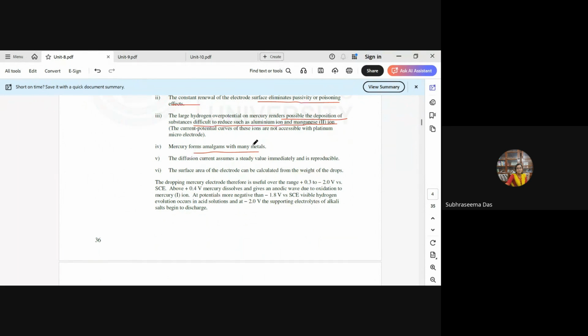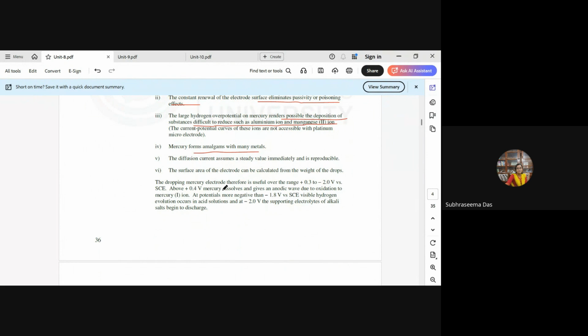The diffusion current assumes a steady value immediately and is reproducible in nature. The surface area of the electrode can be calculated from the weight of the drops. So these are some of the advantages or merits of using the DME, that is the dropping mercury electrode.